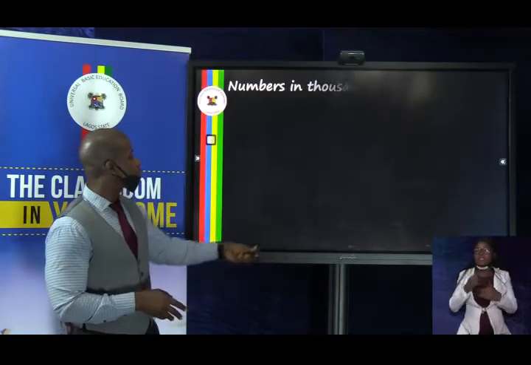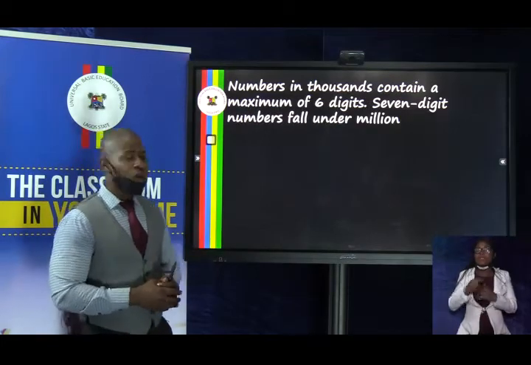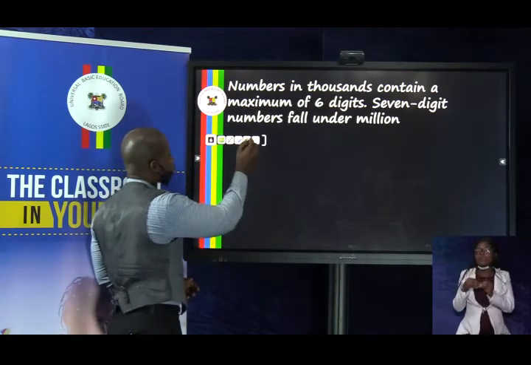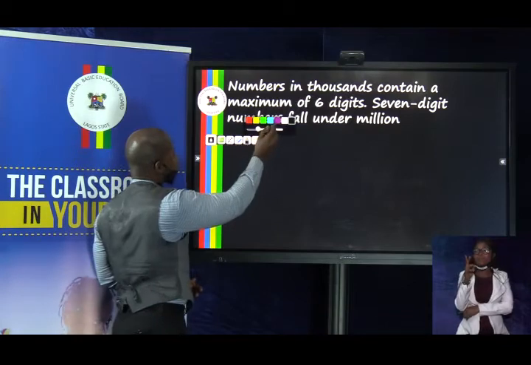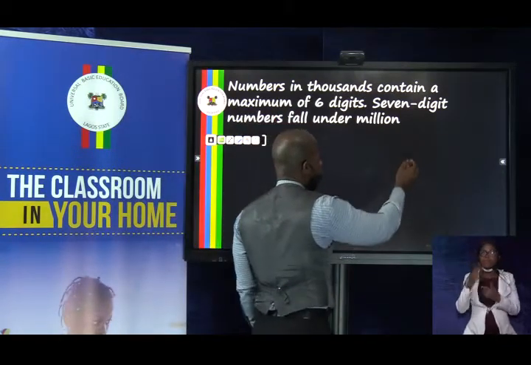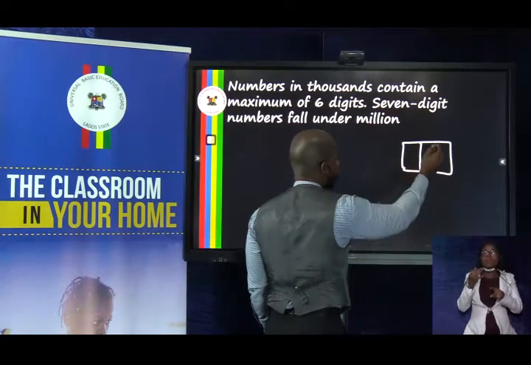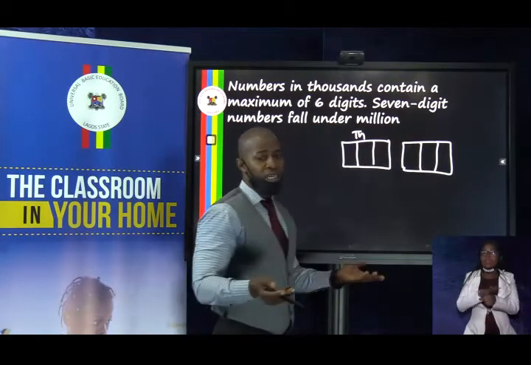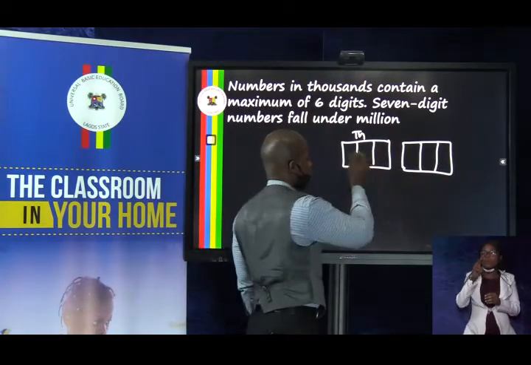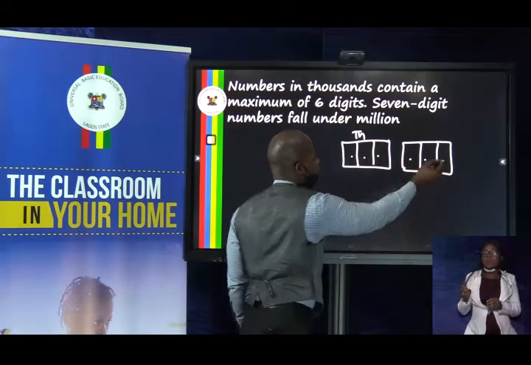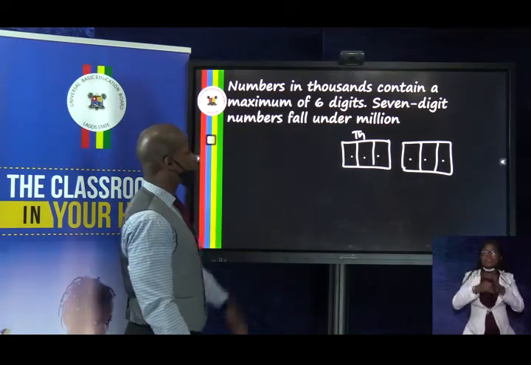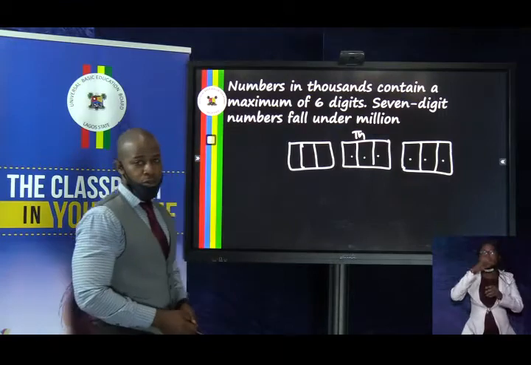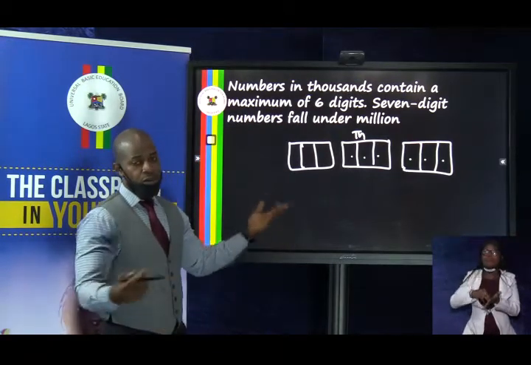But as we discussed in our Magic Tuesday segment, numbers in thousands will have a maximum of 6 digits, because you're going to have 3 spaces for the ones and then 3 spaces for the thousands. And so the maximum number of digits that you can have here is going to be 6, meaning 1, 2, 3, 4, 5, 6. Anything more than 6 is going to go under million. So if you have 7 digits, it's going to be under million.